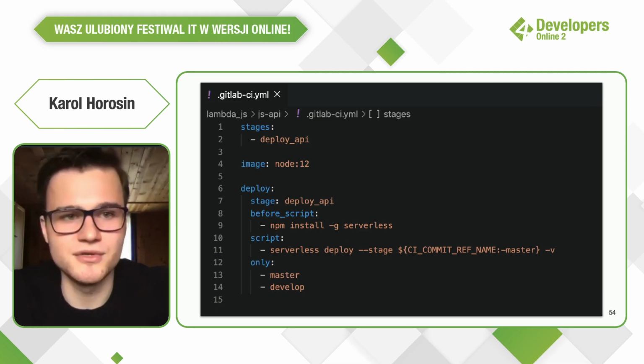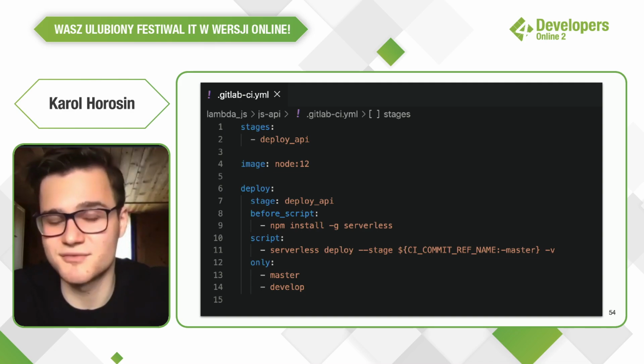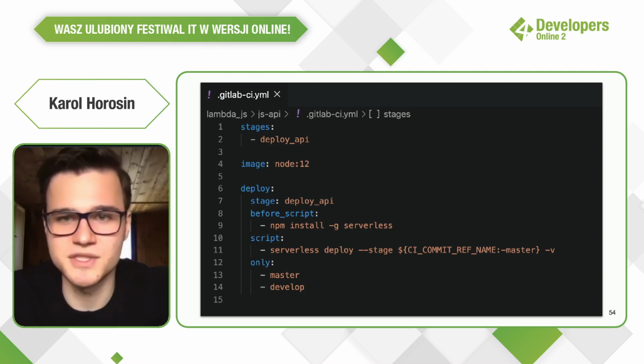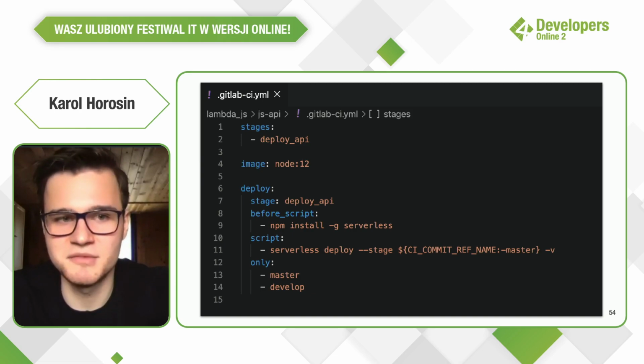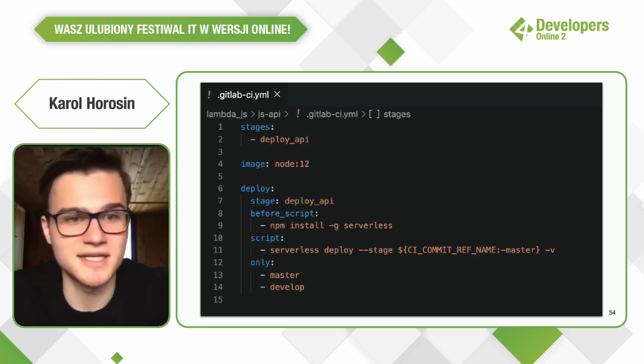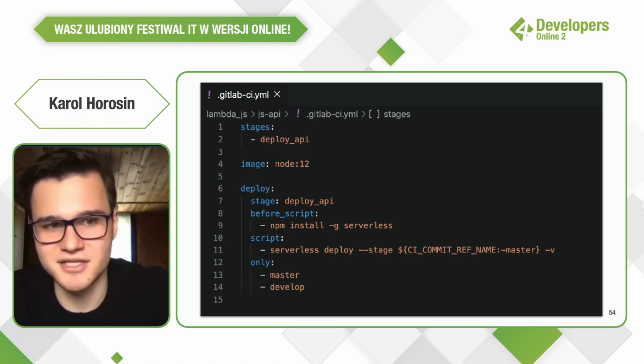Then the image we use as a base is node 12. That's just for serverless framework, not for our lambdas, but you can use whatever version. This is a Docker image tag, so it can be another image, but for serverless, we use NPM, so we want a node container that has NPM. We have a deploy task that's a part of deploy API stage.